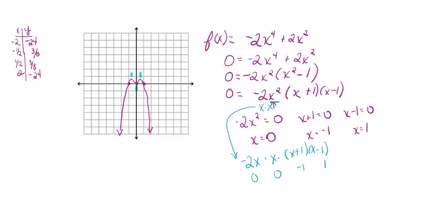And when you have a repeated factor and it's repeated by an even power, then it's going to touch the graph like this one does. And if it's repeated by an odd power, it's going to cross the graph. I'm going to show you an example on Desmos.